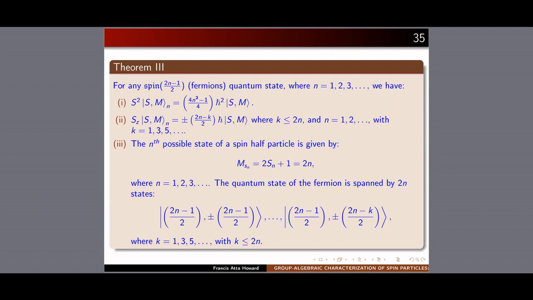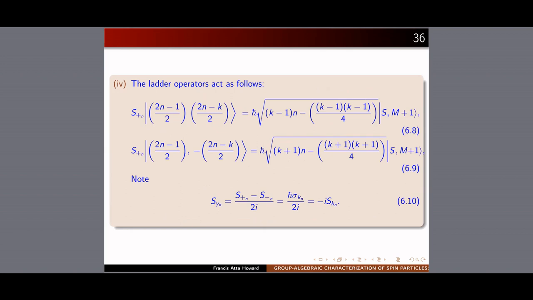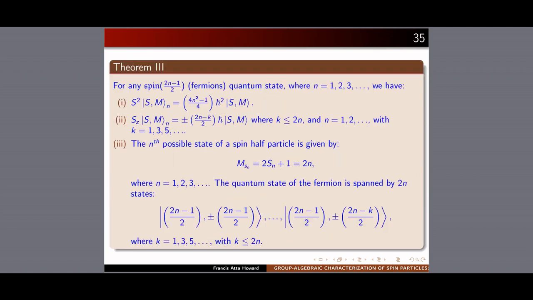Then the number of possible states of a spin particle can be given as 2s plus 1. This can be further reduced to 2n, where n is 1, 2, 3. The quantum state of the fermion is spanned by 2n states from that. And we have the states, where k is 1, 3, 5 to infinity, and k is less than or equal to 2n. From this, the ladder operators, S plus and S minus, will act on the quantum states as follows.